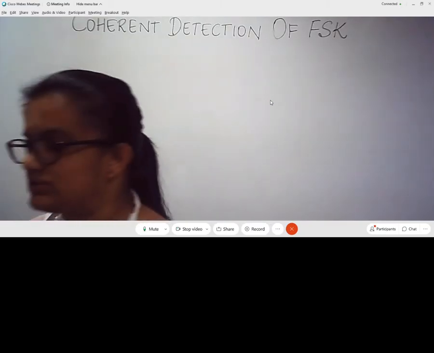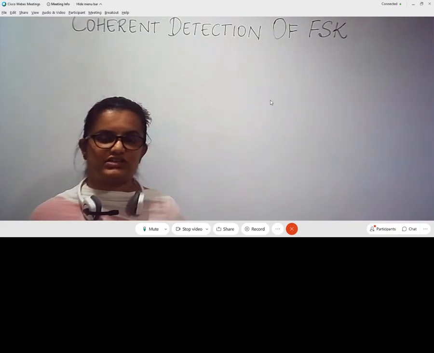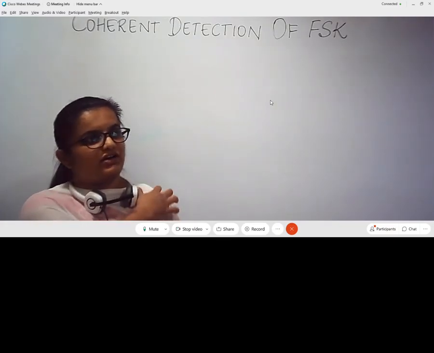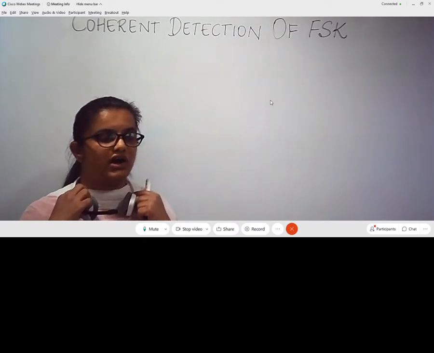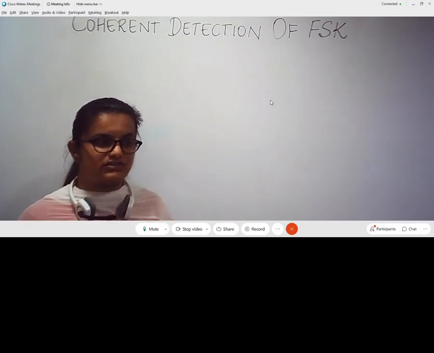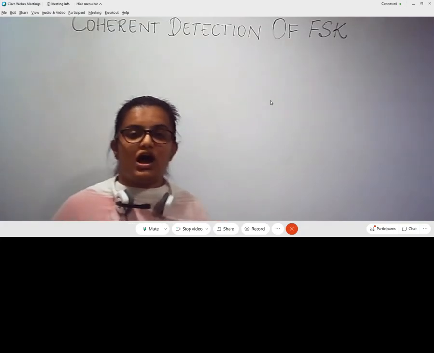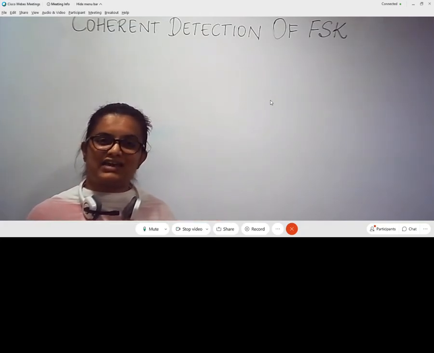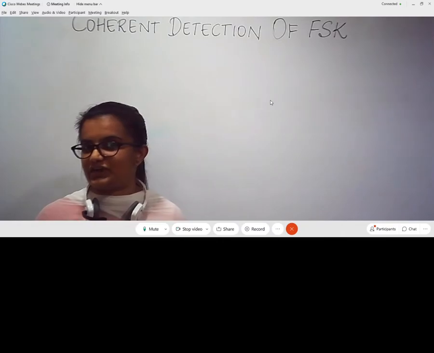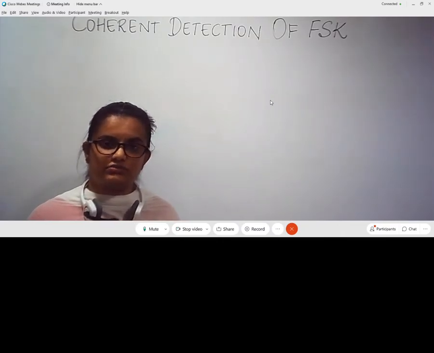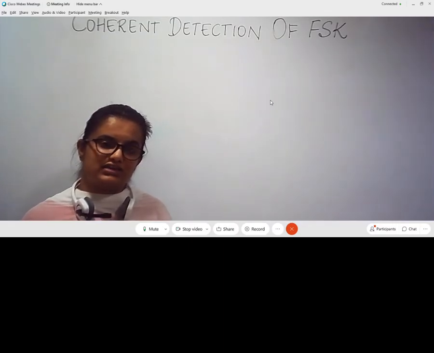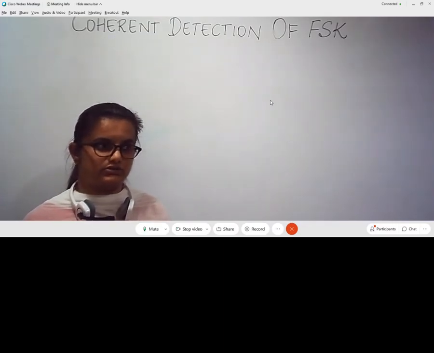So today we are going to discuss coherent detection of FSK system. Yesterday we looked at how to identify whether it is an ASK, FSK or PSK, and how to generate an ASK and how to generate an FSK. That is what we have seen so far. And then we have also looked at coherent detection methods that are used for PSK.